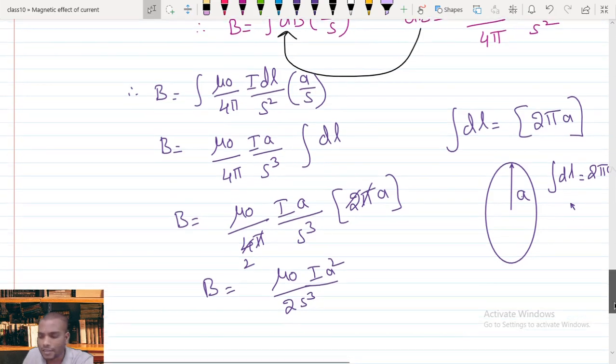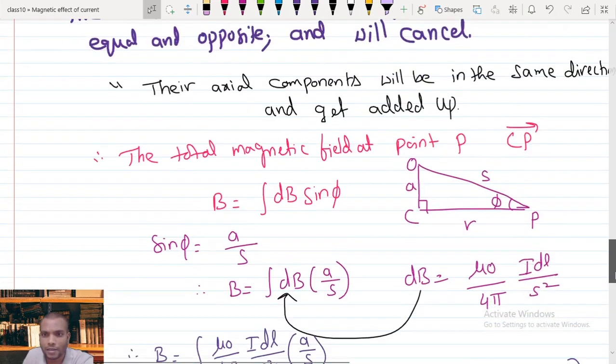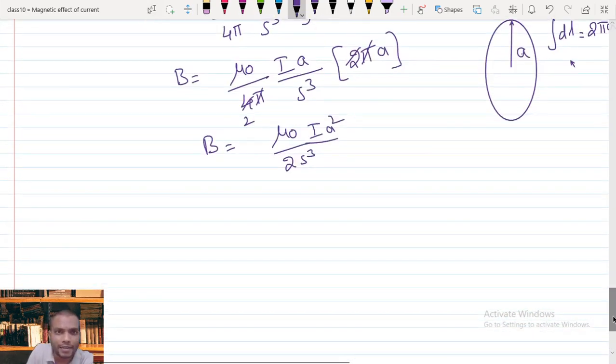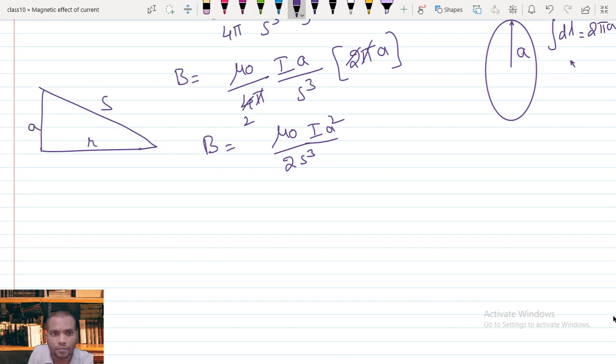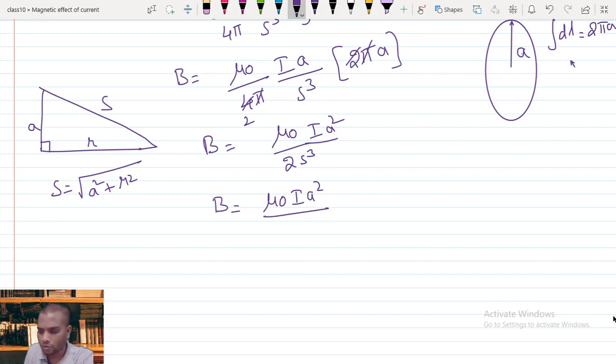Now from the figure, if you can convert the S into known terms, you can take it from the same right triangle. So from the right triangle here, with S, R, A, you can write S equal to square root of A square plus R square. Since it's 90 degrees, you can apply the Pythagoras theorem. So you can plug in the S value here. B equal to mu naught I A square upon 2 times A square plus R square whole power 3 by 2. So this is the final expression for the magnitude of the magnetic field along the axial point.